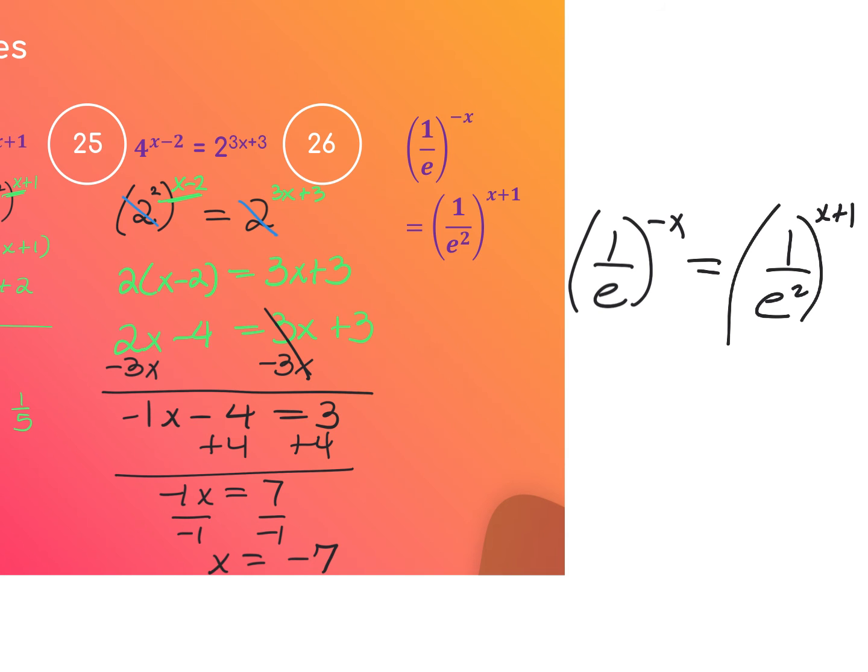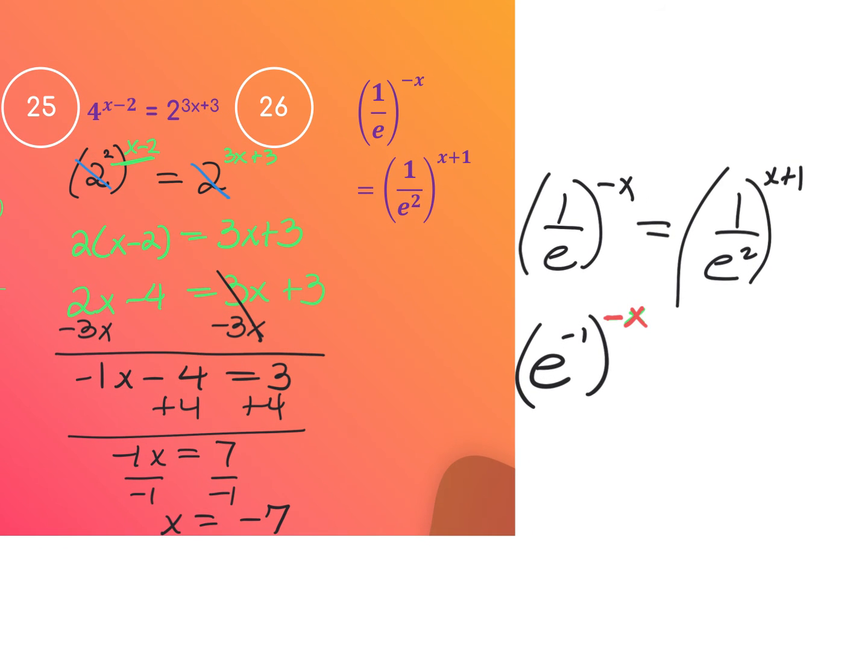So the first thing I'm going to do is make them have the same base. I'm going to change 1 over e and make it e to the negative 1, get it out of that fraction, and then it's left with the negative x that was there to begin with. Let me do this in a different color because it's not showing up as much on the white. Okay, and then over here, I'm going to do the same thing, but it's going to be e to the negative 2 power. And then it still had the x plus 1 up here.